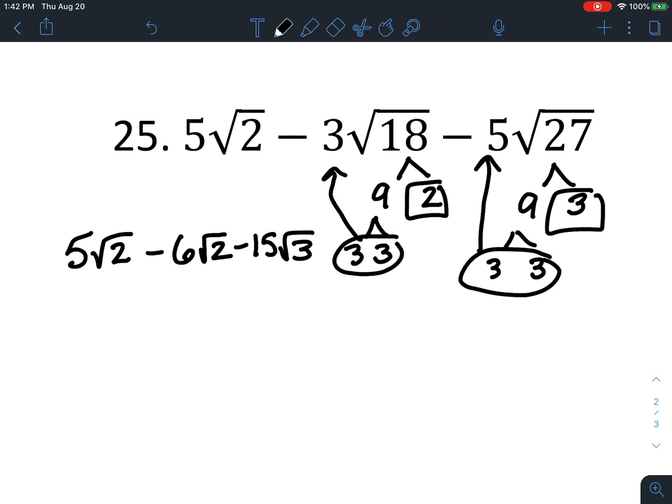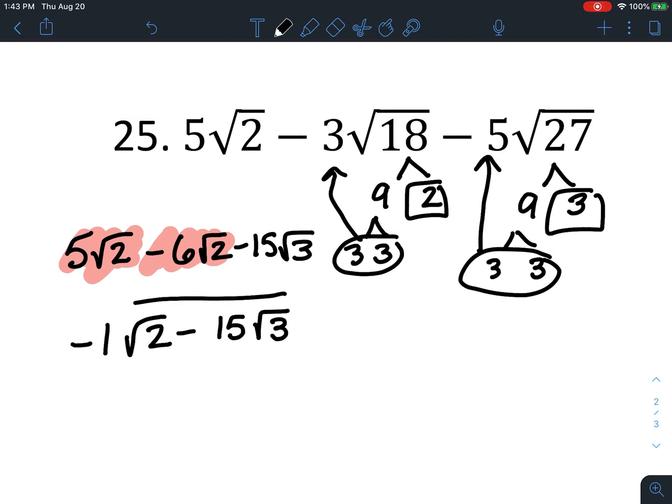Again, just like when we did combining like terms, you can only combine the ones that are the same. So I'm going to combine this one and this one. This negative 15 square root of 3 is just going to be tacked on to the end. 5 square root of 2 minus 6 square root of 2 is going to be negative 1 square root of 2 minus 15 square root of 3. There's nothing else I can combine. I can't do anything with the square root of 2 and the square root of 3. So that's my answer.